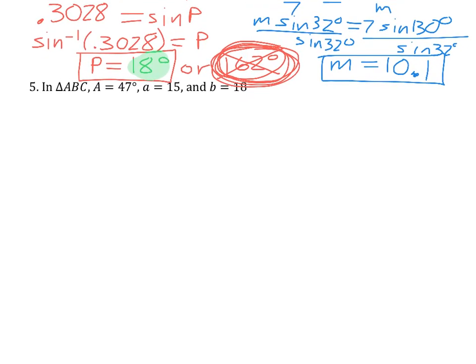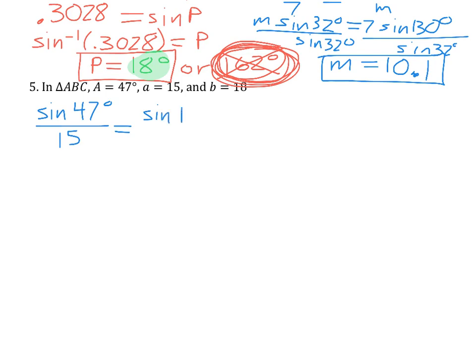So this is another side-side angle problem. We're given side A, side B, and not the angle in between. The angle in between A and B would be angle C. Alright, so let's start with the law of sines. We know angle A, and we know side A, and let's use that to find angle B.